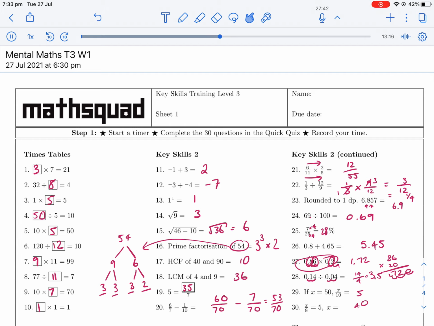Increase 33 by 6%. So 33 multiplied by 1.06. Okay, just going back to my other question. Sorry, that should be a 4. Now, increasing 33 by 6%.